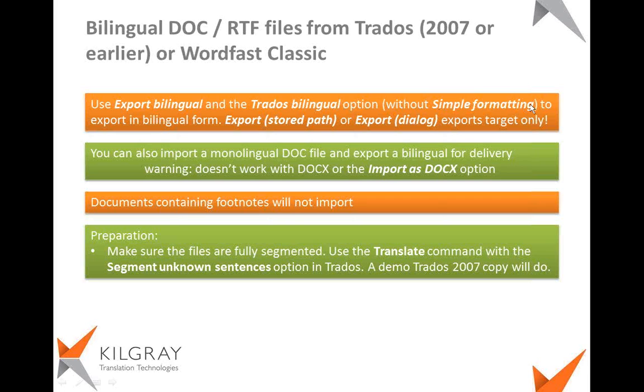And there is one more option you need to make sure is not used. This is simple formatting. If you choose simple formatting, you will get a much simplified document, which is basically just a list of segment pairs, each in their own paragraph. And this is not what you want in these cases, I think. What you need is the same fully formatted file that you received in the first place. So do not use the simple formatting option.